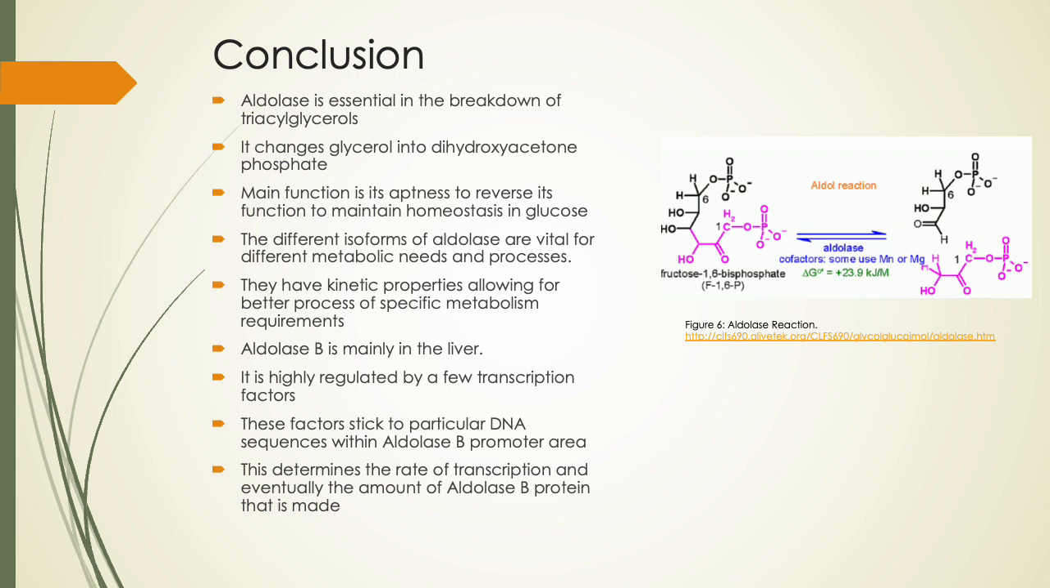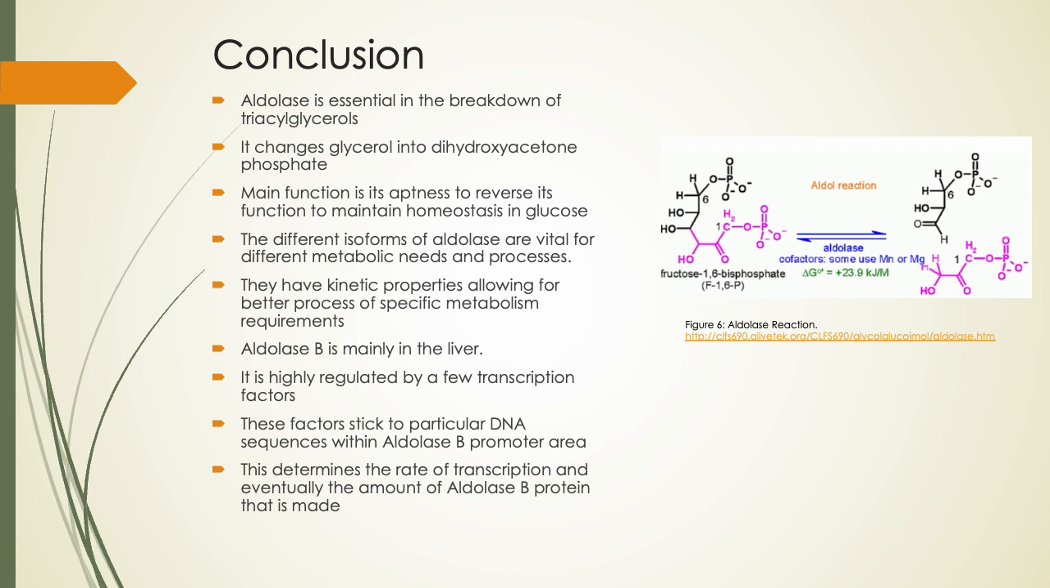The different isoforms of aldolase are vital for different metabolic needs and processes. They have kinetic properties allowing for better handling of specific metabolic requirements. Aldolase A is critical in glycolysis, Aldolase B in gluconeogenesis. The diversity of aldolase isoforms allows metabolism to occur through various organs in the body. Aldolase B is mainly in the liver. It is highly regulated by a few transcription factors.